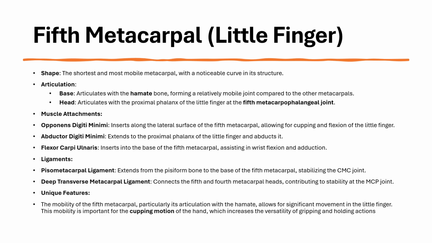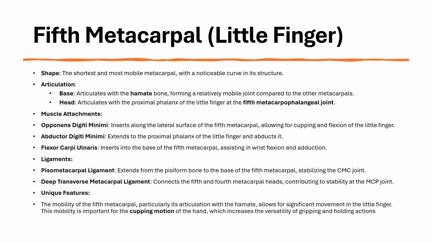The fifth metacarpal, the little finger metacarpal. The fifth metacarpal is the shortest and most mobile metacarpal, with a noticeable curve in its structure. Its base articulation with the hamate bone forms a relatively mobile joint compared to the other metacarpals. The head articulates with the proximal phalanx of the little finger, making the fifth metacarpophalangeal joint.